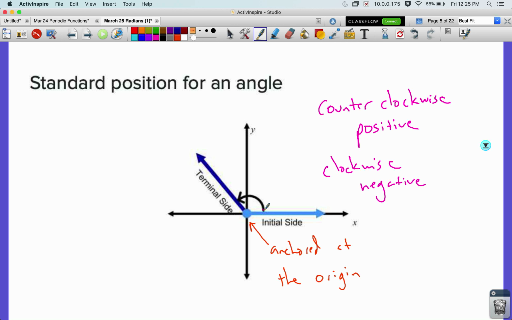All right, and so you look, there's going to be an angle marker, and you look to see if it's going up first or down first, and that will tell you if it's positive or negative. This one's going up first. We got to this terminal side by lifting up from that initial side, so this is a positive angle.